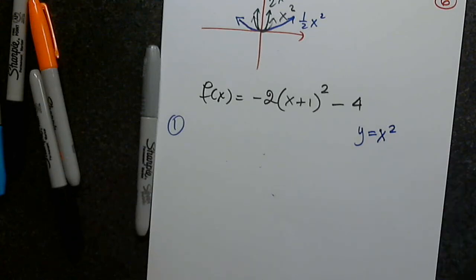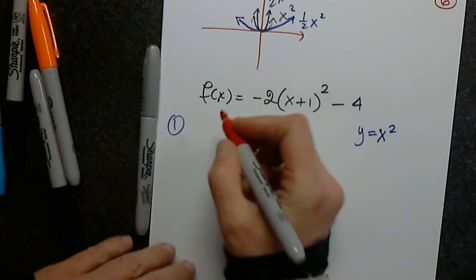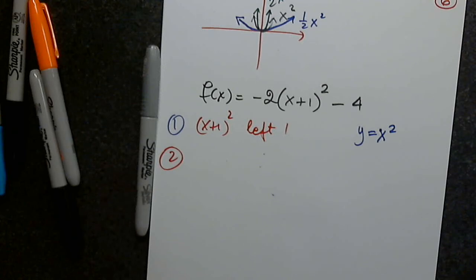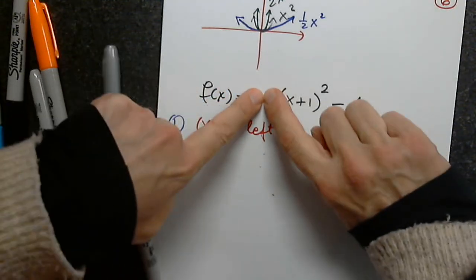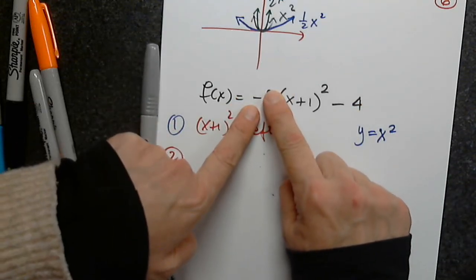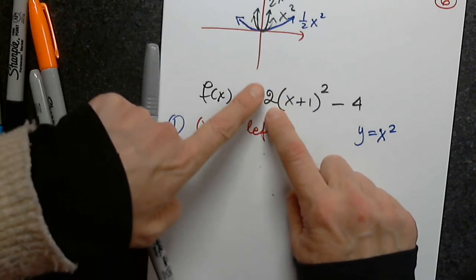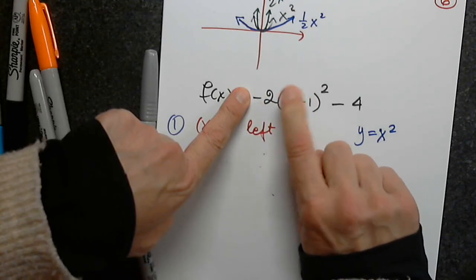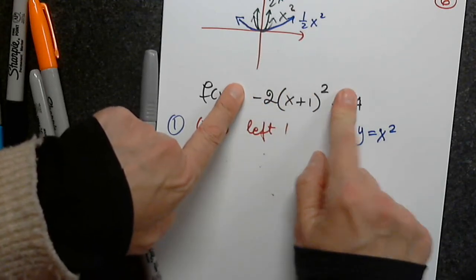Very good. First transformation in order of operations. Which one? Yes, indeed, x plus 1 squared, left 1. Number 2 is a transformation on number 1. And unfortunately, I have to separate these two because this is one transformation and this is another. It doesn't matter if you do this first or this first, but I recommend do this first, this second. So this is 1, this is 2, this is 3, and this is 4.